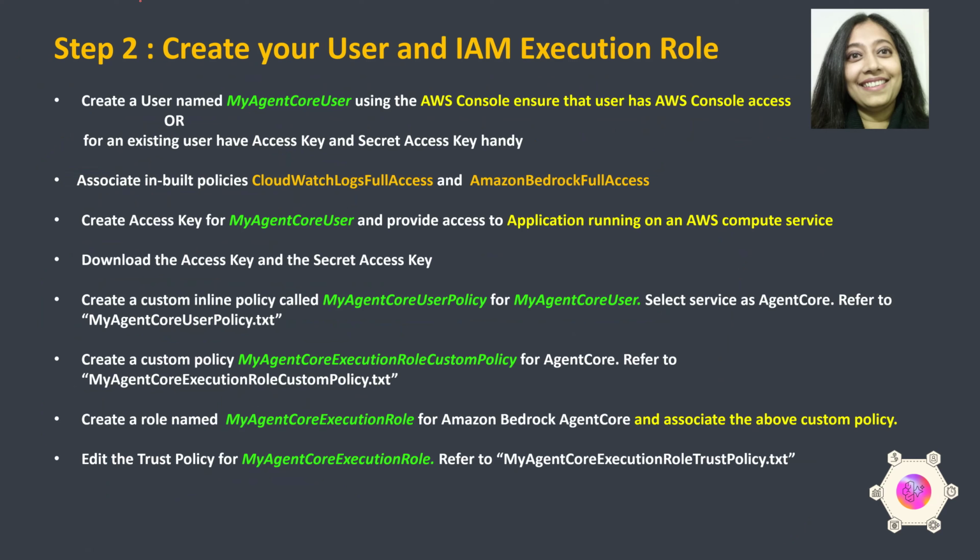Now step 2. In our step 2, we will create our user and our execution role. You can give any username that you like, but ensure that this user has access to the AWS Management Console. If you are using an existing user, then ensure that you have its access key and secret access key handy. And associate these policies: CloudWatch logs full access and Amazon Bedrock full access.